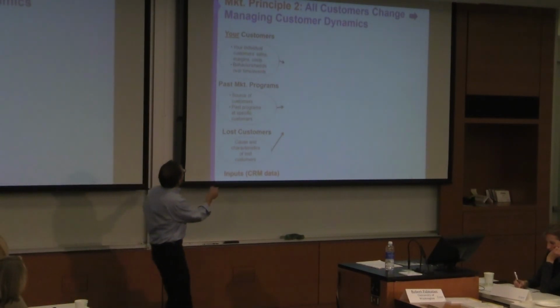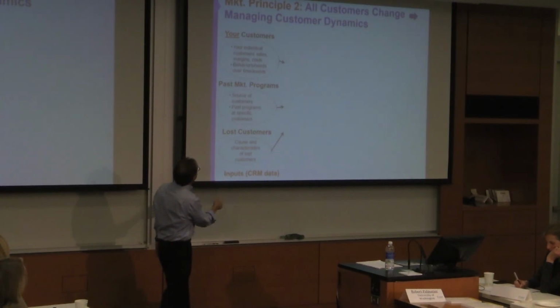First you get your individual customer, how much you're making on each group. Source, you have to know where they're coming from and what programs work, and you'll see why. And you look at lost customers. So these are all the inputs.